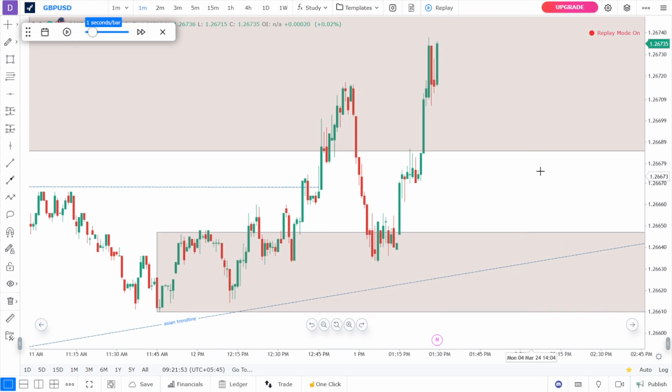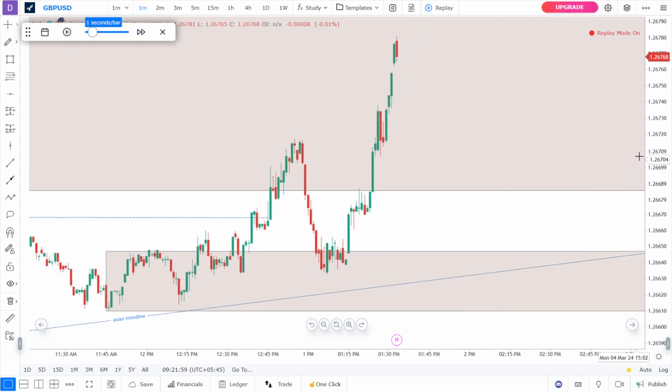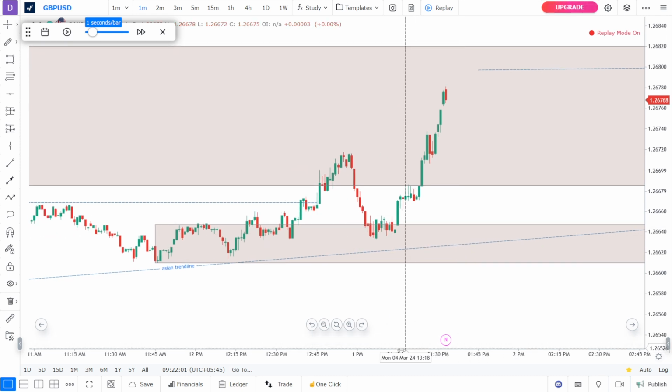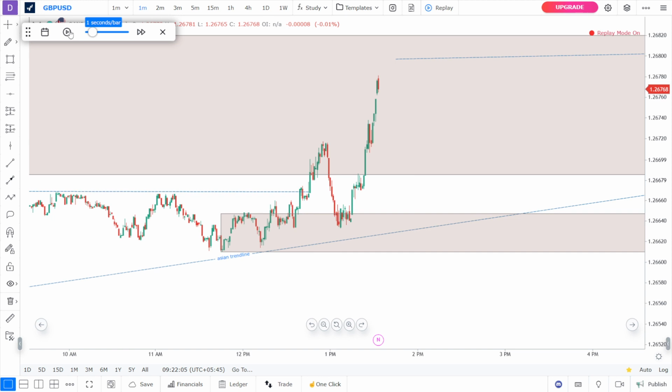So still at this point I was looking for short, right? I wasn't looking for long, and that was sad, because I wasn't looking for long. This is against the trend, this is against everything, but still I was looking for the short position here, right? So still I was looking for short. Okay, the price went up.